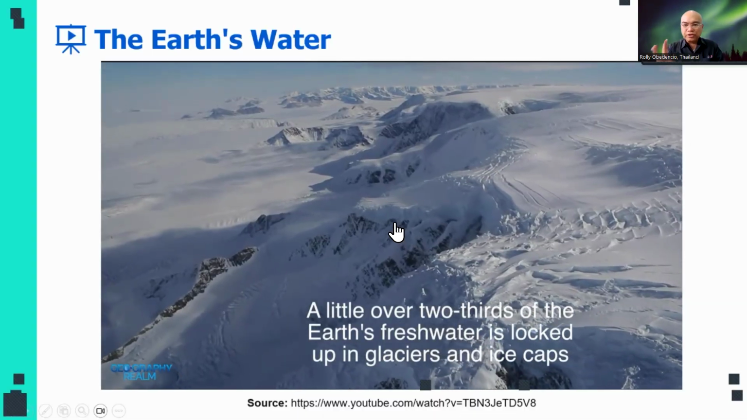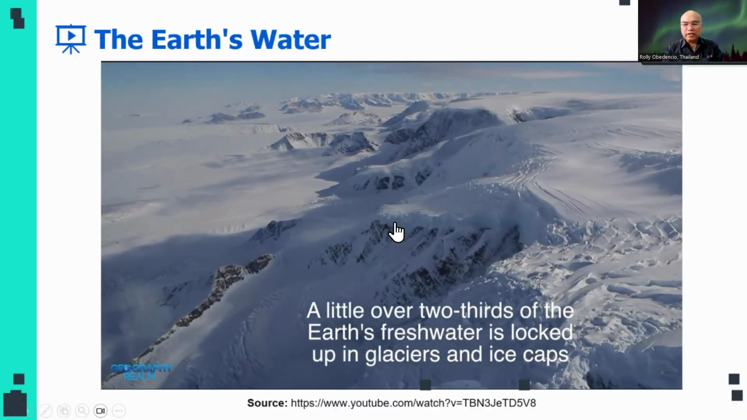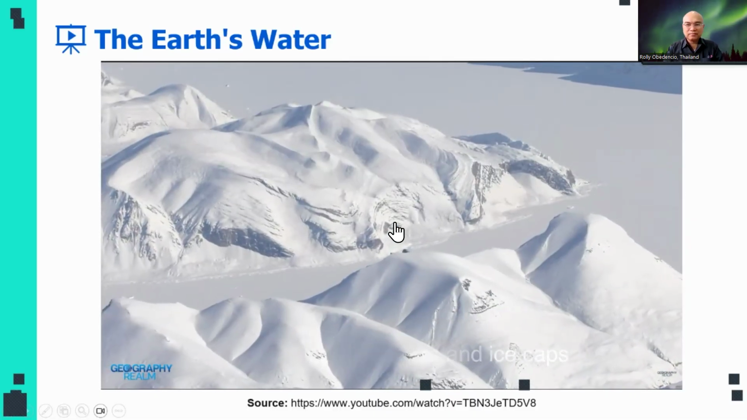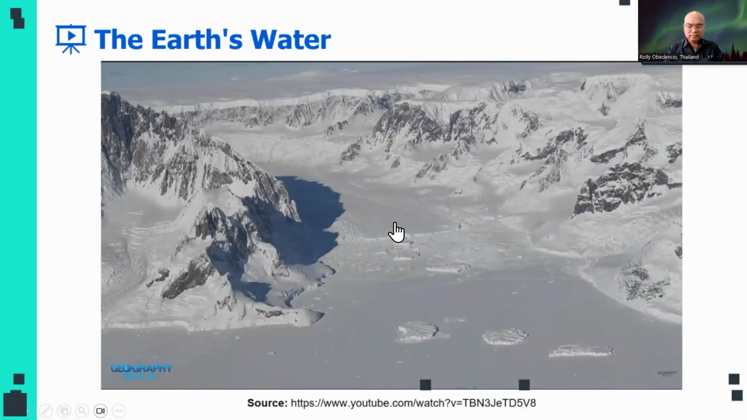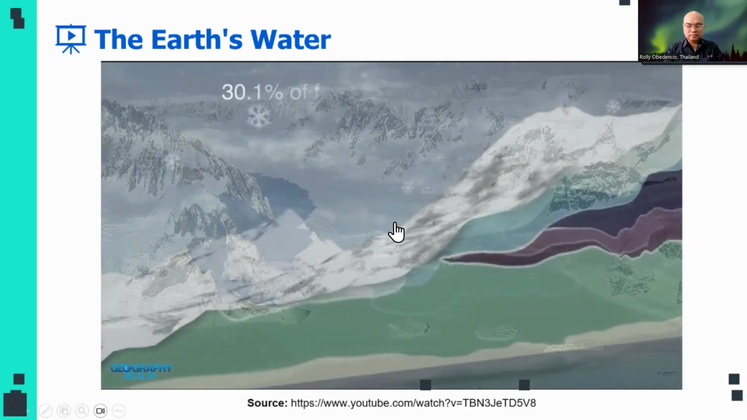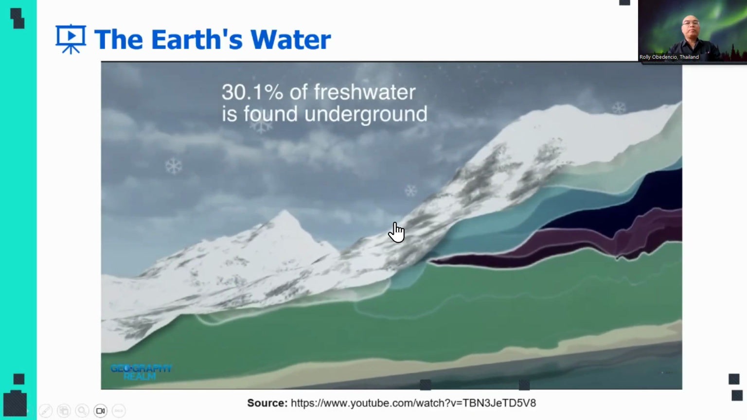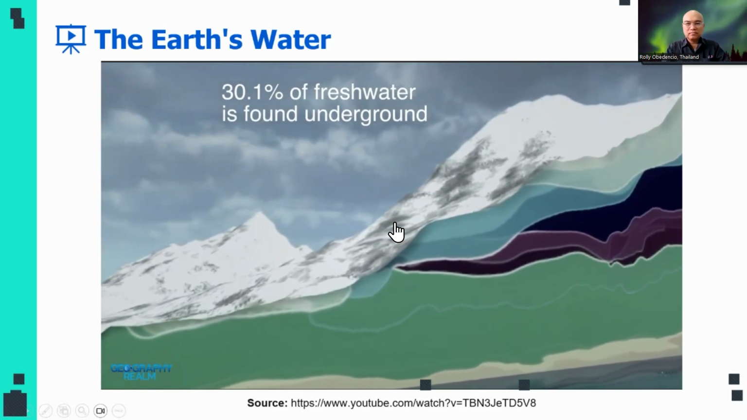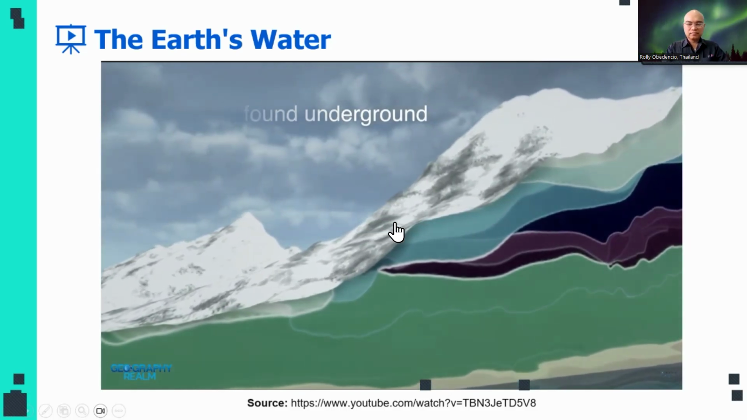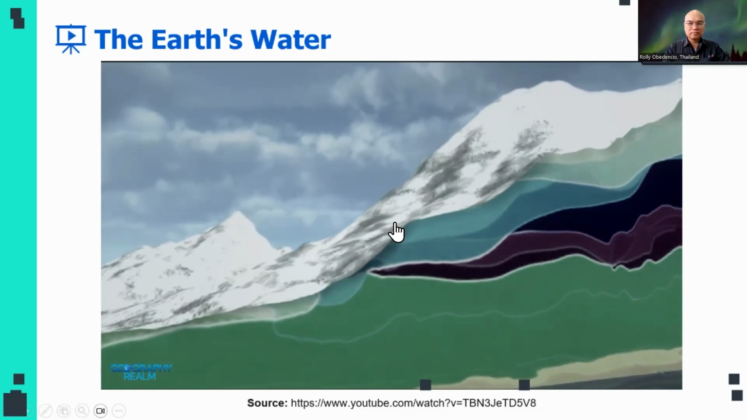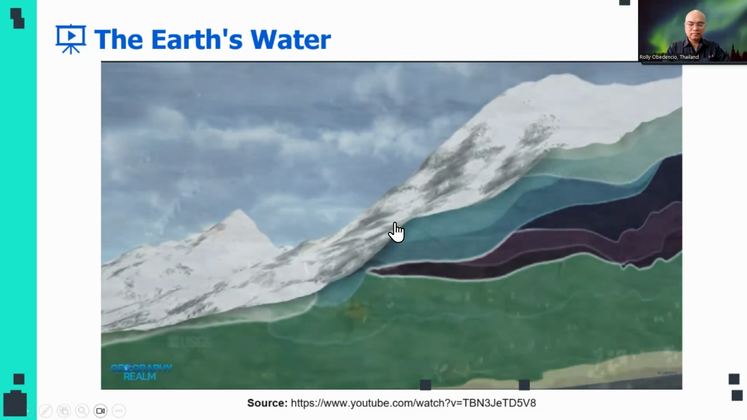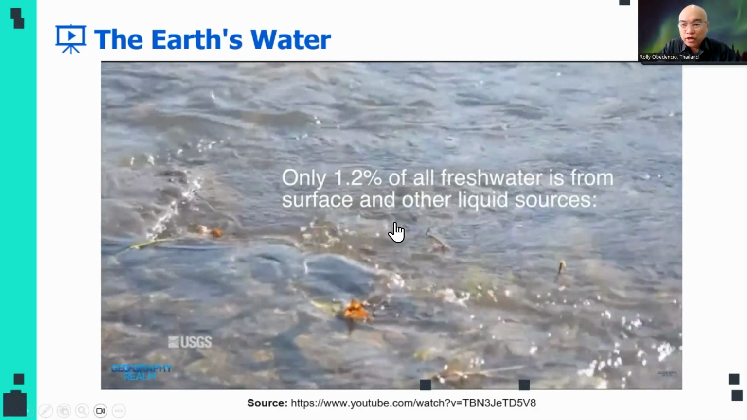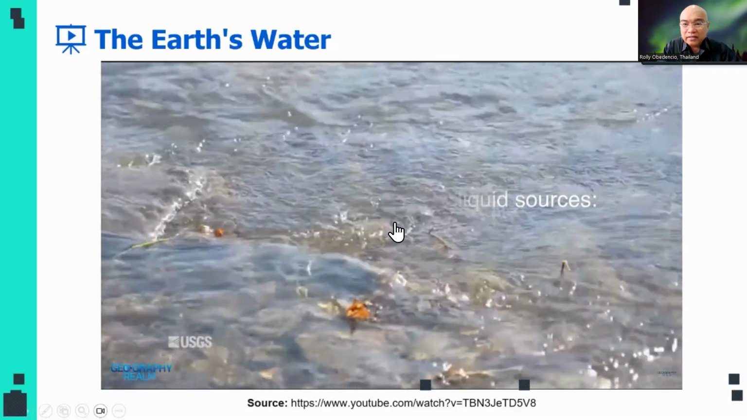A little over 2/3 of the Earth's fresh water is locked up in glaciers and ice caps. 30.1% of fresh water is found underground. Only 1.2% of all the fresh water is from surface and other liquid sources.